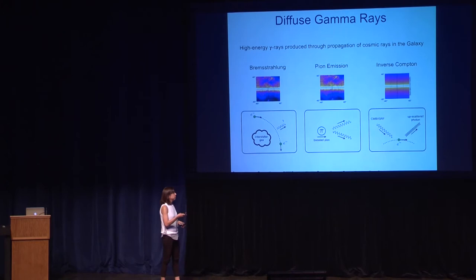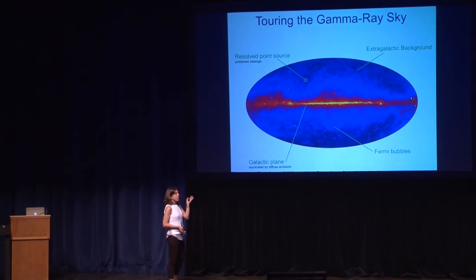These two scenarios tend to be correlated with the gas distribution, which is why in these small little simulated images, you see that the emission tends to trace the gas near the galactic plane. And in contrast, inverse Compton is more uniformly distributed on the sky. So in this map here, most of these photons that we see are actually correlated with this diffuse emission, and in particular, when we look at the galactic plane.